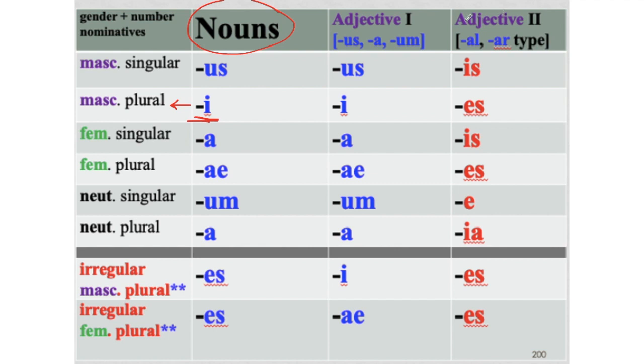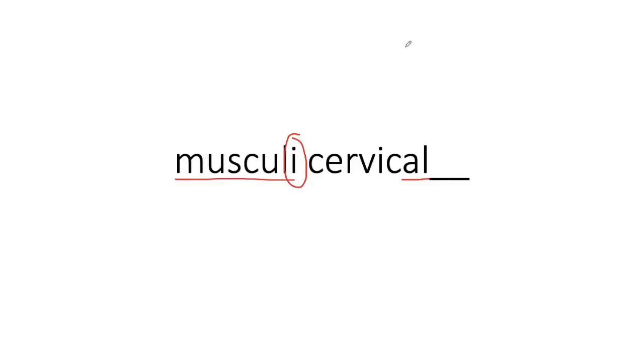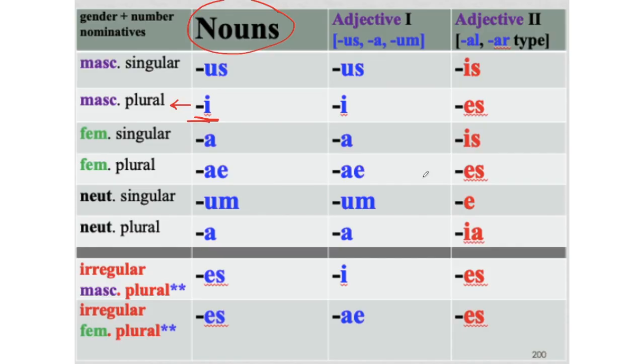We need to decide if it's an adjective 1 or an adjective 2. So we have -us adjectives, and we have -al, -ar adjectives. The way I decide which one goes where is I say, okay, is there an -al or -ar near the end of the word? If there is, it's an adjective 2. If there is not, it's an adjective 1. In this case, we do have the -al right near the end, so we're going to classify it as an adjective 2.